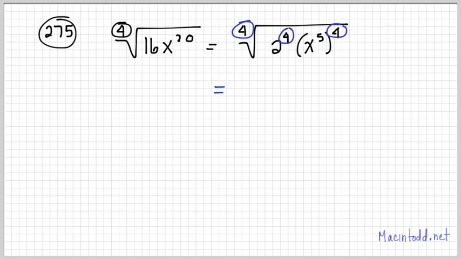And so what's multiplied together 4 times? 2 is. What's multiplied together 4 times? X to the 5th is. Now we have to be a little bit careful here, because x to the 20th is guaranteed to be a positive number. X to the 5th is not, so we're going to force it to be positive by putting it in absolute values.